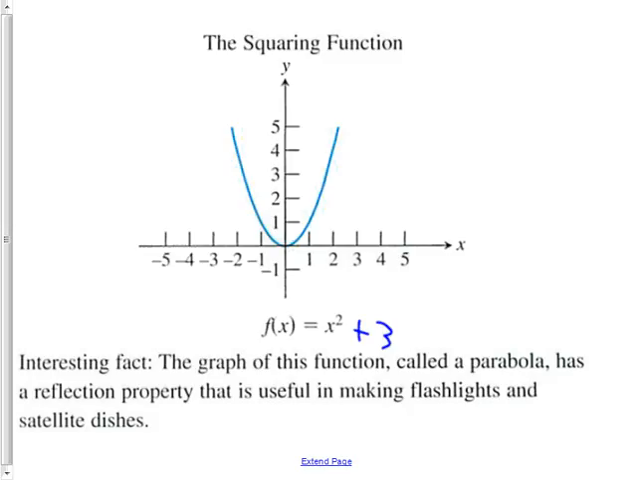So then my new domain would still stay the same because this thing moved up 3. It's got the same domain. It still goes forever this way and forever that way. Okay, but its range would be different, right? Now it would be from 3 to infinity.